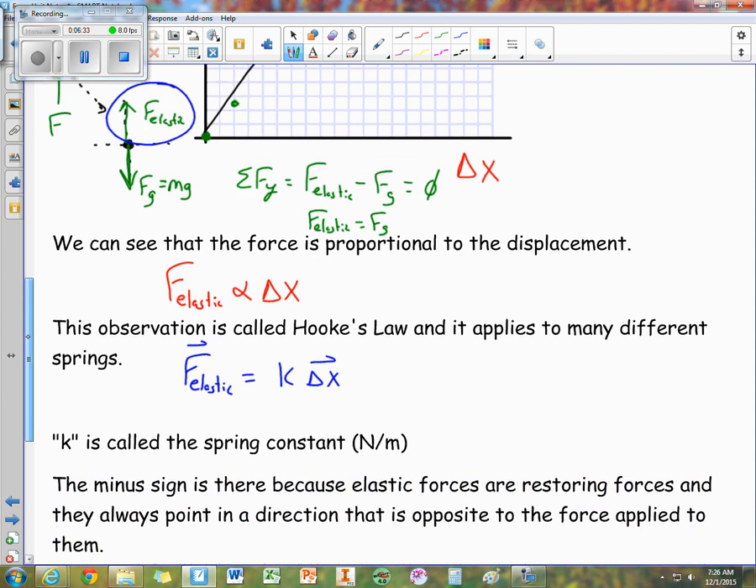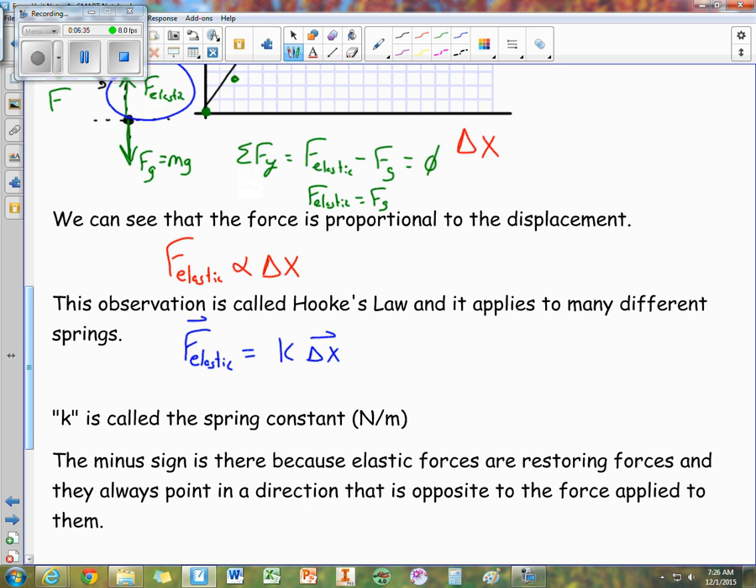So what that means is I have to have a negative in this to help take care of the direction. If I push a spring to the left, the force would be acting to the right. If I pull down on a spring, the force would be pointing up. So we have to have that negative sign in there to always reverse the direction.